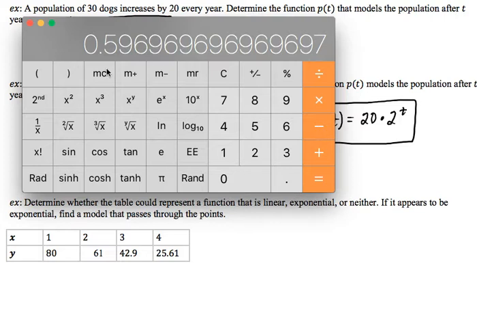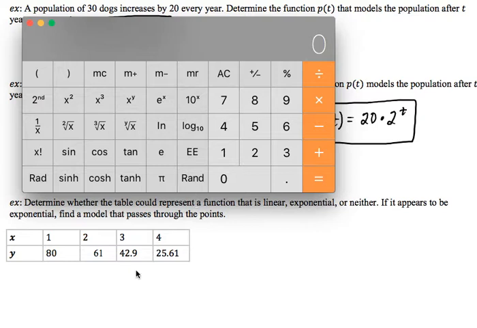There we go. Okay, we get a completely different number, 0.5969. So this one is definitely not exponential, and I should have actually looked to see if it's linear first. So if we do 80 minus 61, it looks like we went down by 19. Clearly it's not exactly the same because we jumped from a whole number to a decimal.